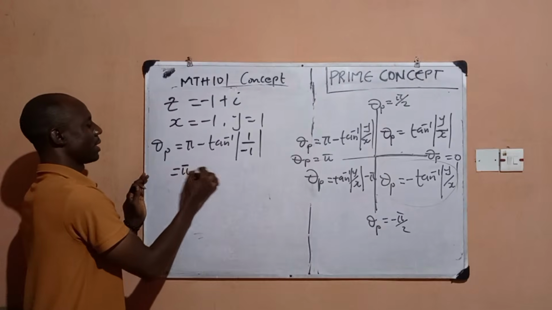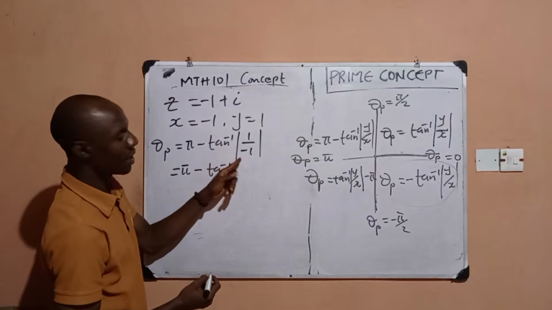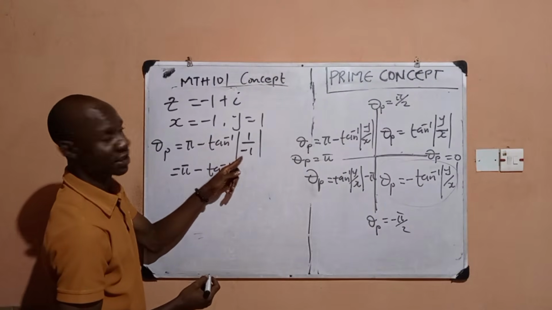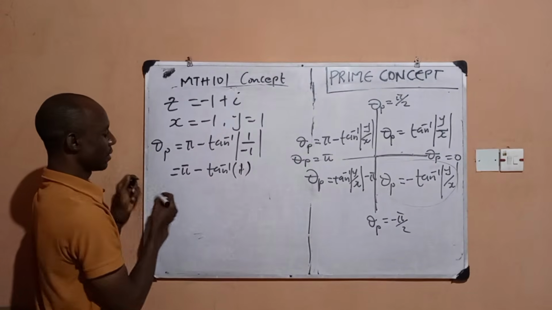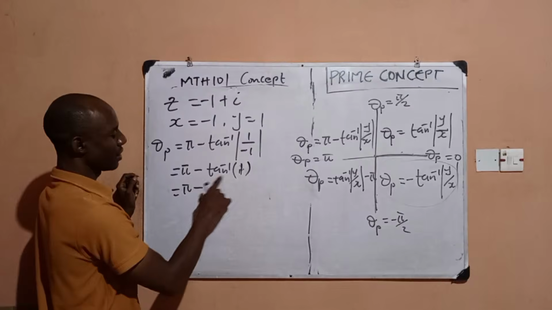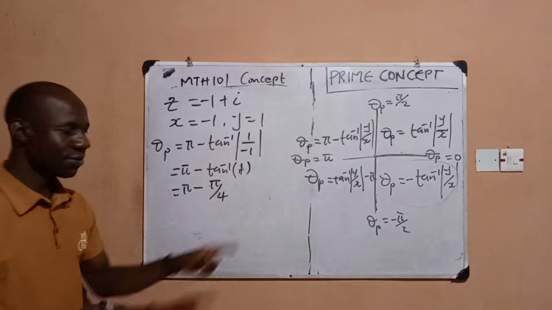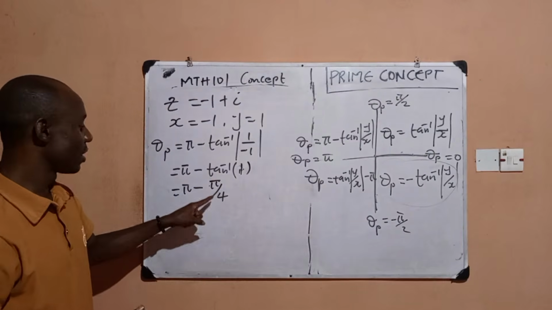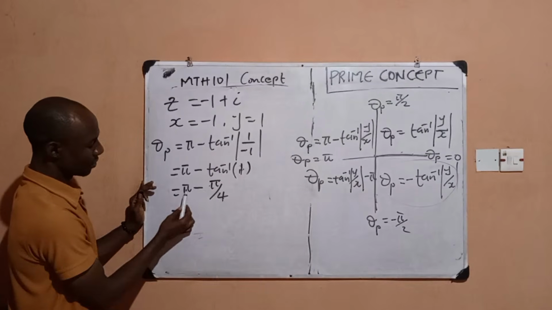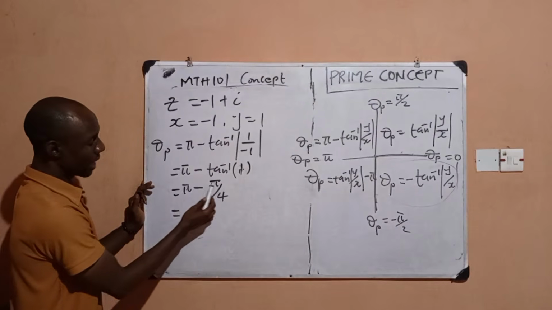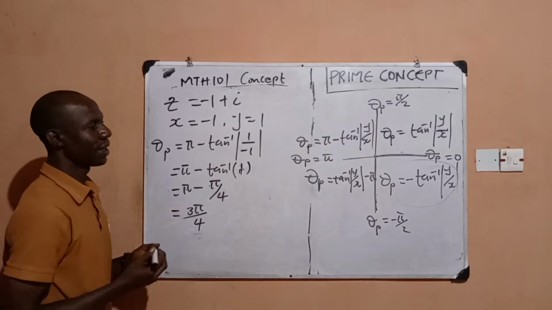So I have pi minus tan inverse of, now watch, remember absolute value eliminates the negative sign. So I just have 1. So I have pi minus tan inverse of 1, which is 45 degrees, which is pi over 4. Tan inverse of 1 is 45 degrees. Remember 45 degrees is pi over 4. So 4 times pi is 4 pi, 4 pi minus 1 pi is what? 3 pi over 4.